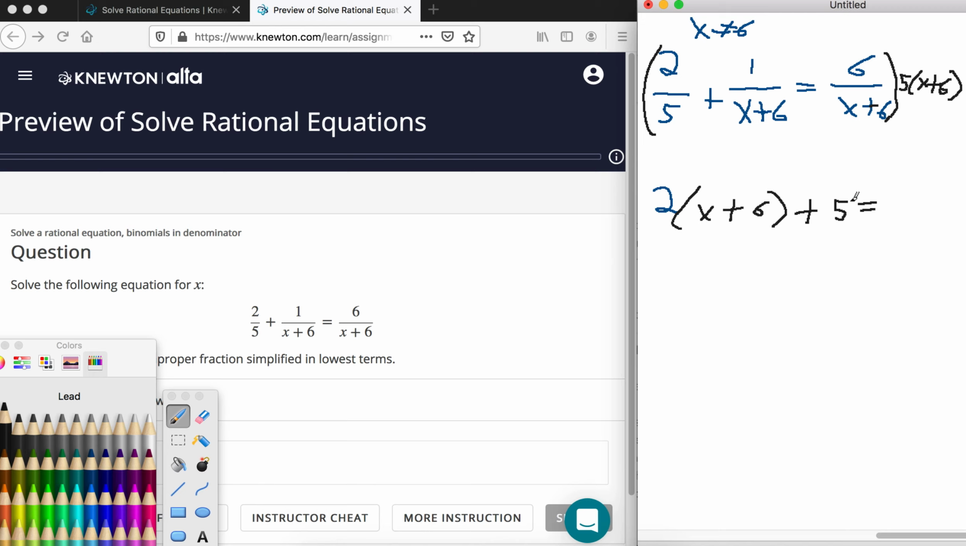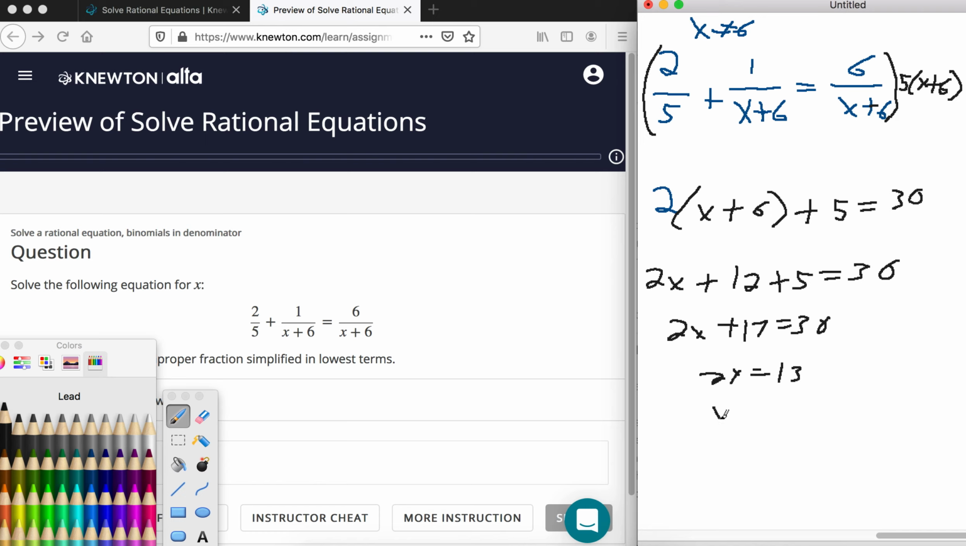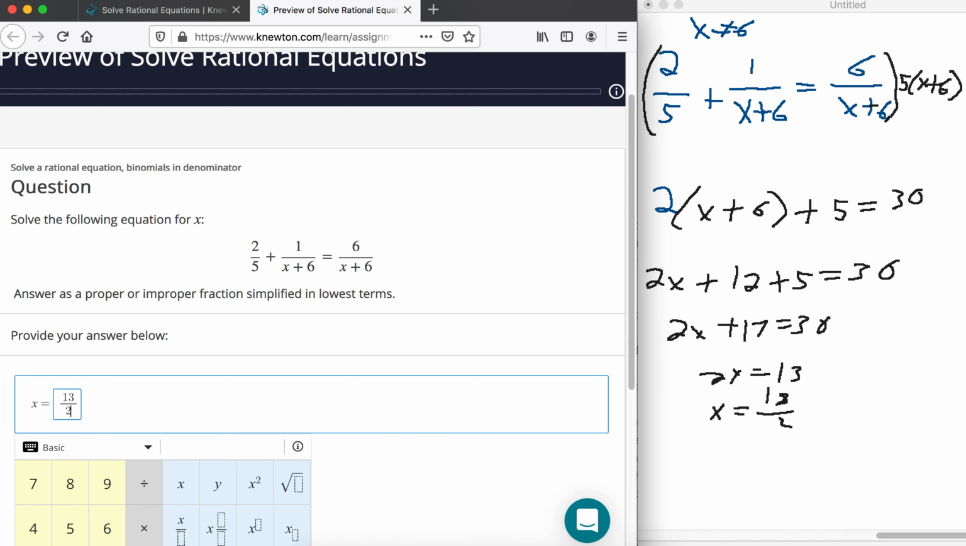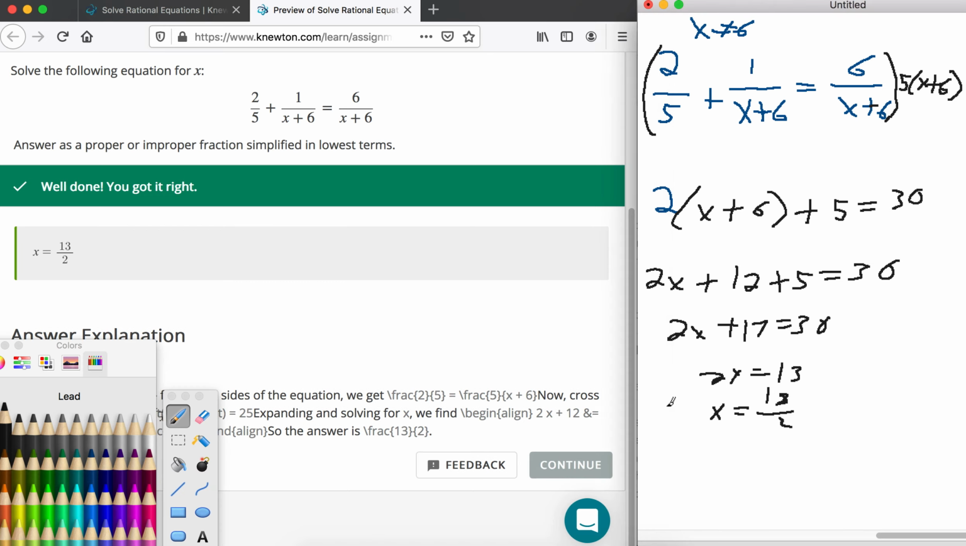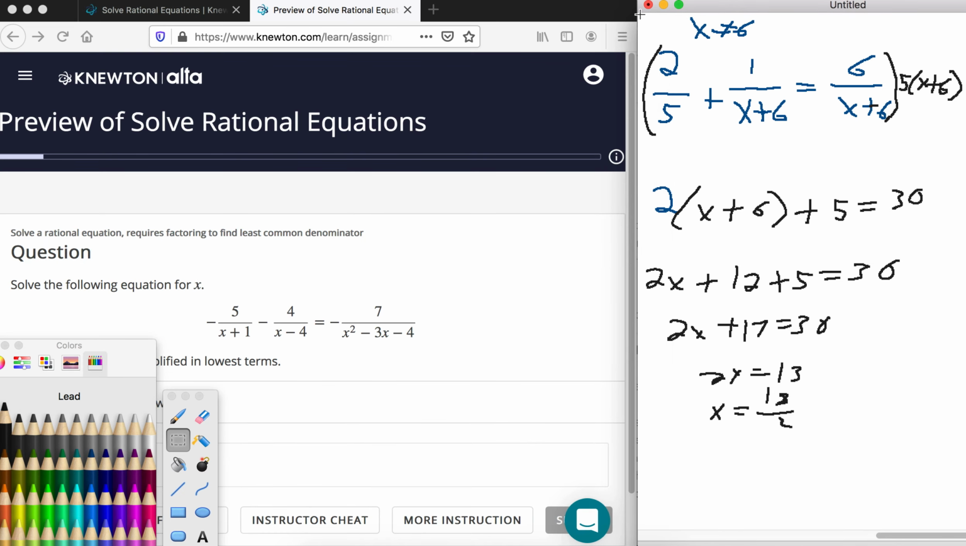Okay, 5 times 1 makes 5. The x plus 6 and x plus 6 cross cancel. Same thing over here. The x plus 6 and the x plus 6 cross cancel. 5 times 6 makes 30. So if you distribute that 2, and then simplify, subtract 17 from both sides, I get x is 13 over 2. And if we check our initial conditions, that's fine. You can have 13 over 2, just as long as it's not -6, we said.